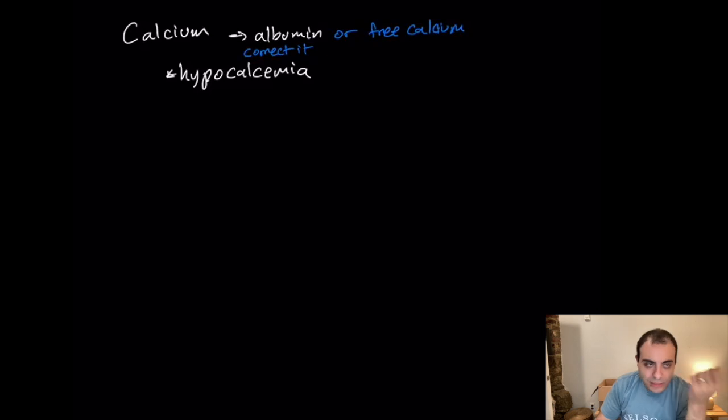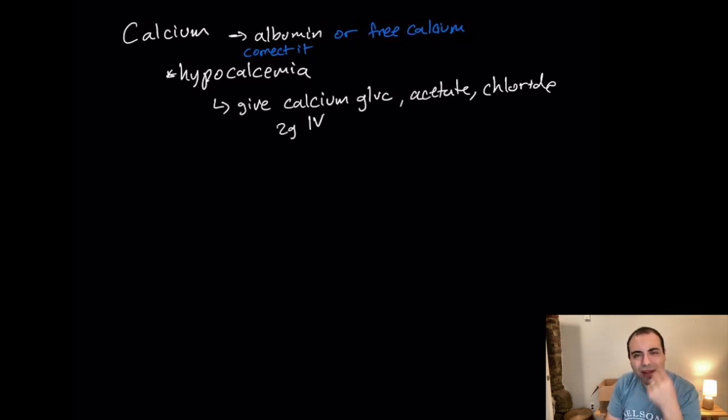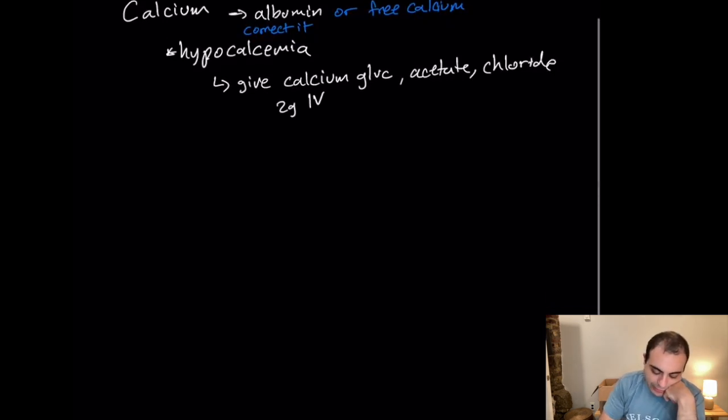So for hypocalcemia, you just give calcium. The calcium you're going to give, we talked about it, is either calcium gluconate or calcium acetate or calcium chloride. Okay, and there's no right or wrong. You can give 2 grams IV. You can't really do PO. You just want to do IV. So you just give the calcium. Okay.